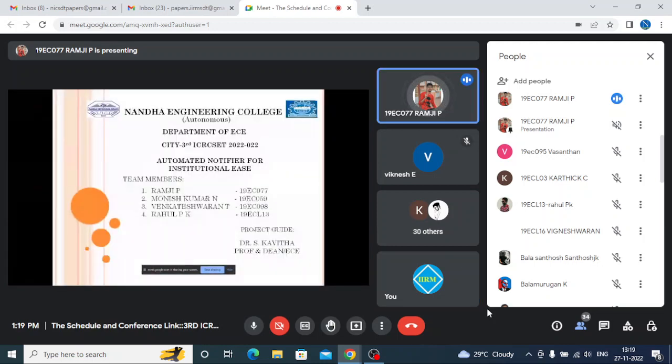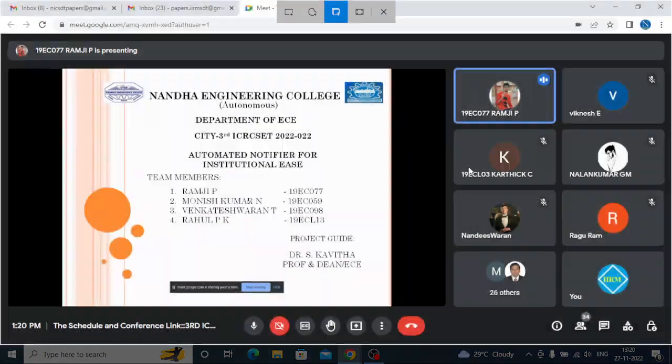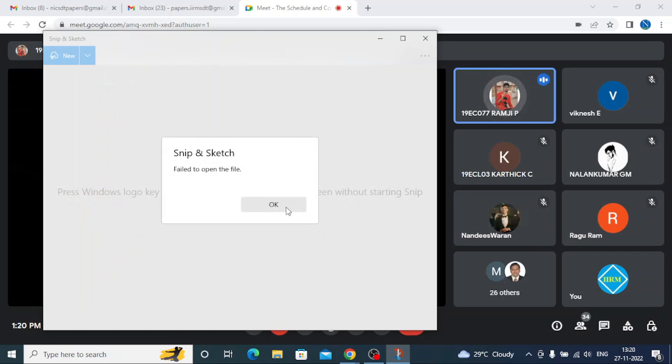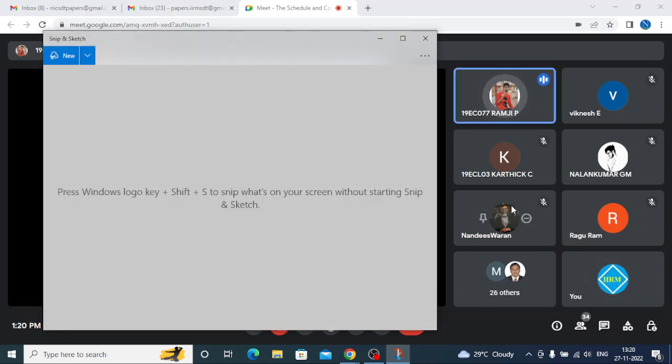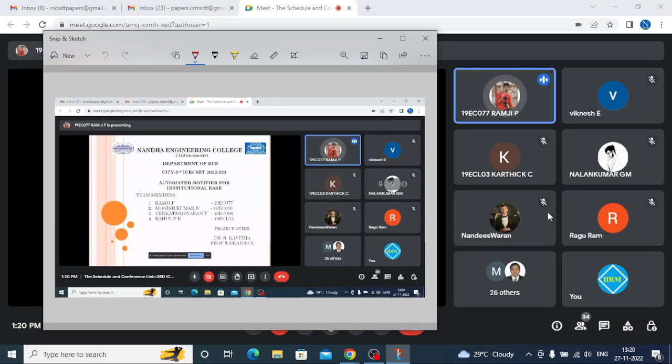Sir, I hope my screen is visible. Okay, sure, sir. Good afternoon, honorable presenters over here. I am Ramji from Nanda Engineering College, studying in the final year of Electronics and Communication Engineering Department. I am here to present a paper about automated notifier for institutions. Here are the team members named Monish Kumar, Venkateswaran, and Rahul. And our guide is Dr. S. Kavita ma'am, professor and dean of our Electronics and Communication Engineering Department.